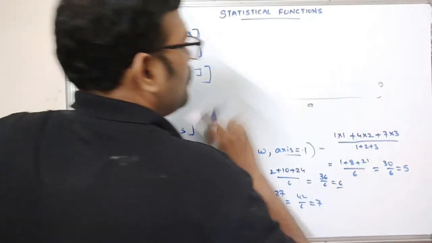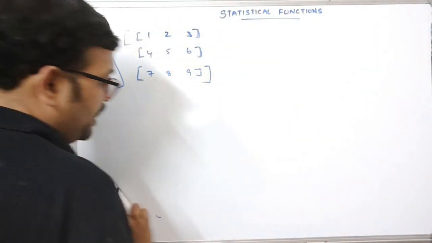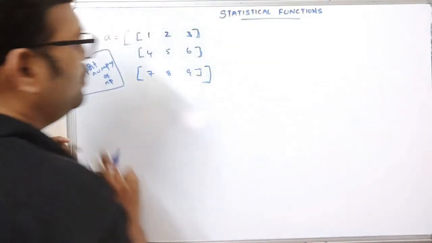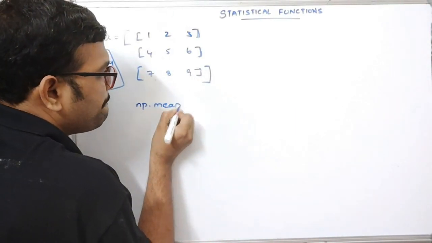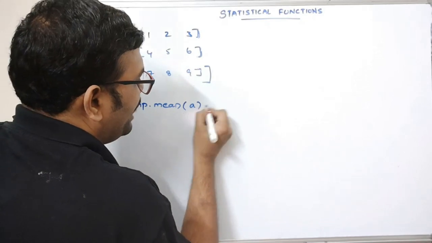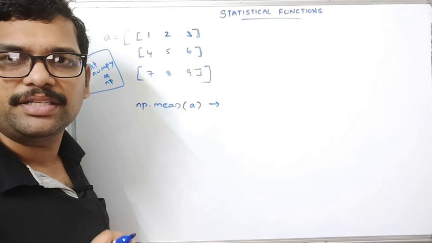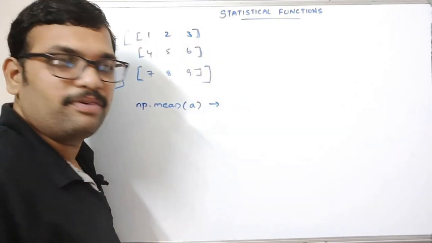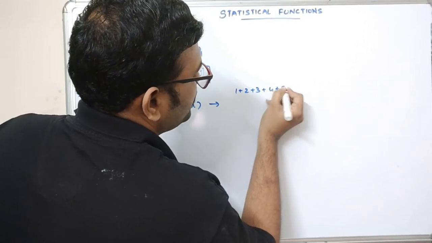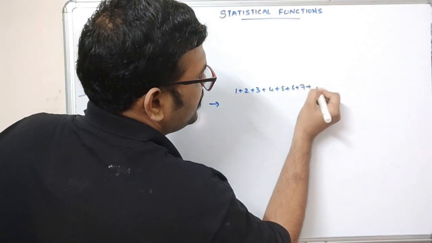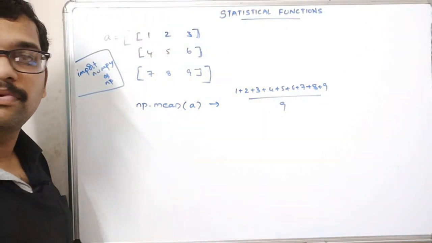Now we'll move on to the next one, that is mean and median. Mean and median, right? If you apply the same thing, np dot mean of A, we'll get the simple average. Mean is nothing but an average, right? So we'll get this normal average: 1 plus 2 plus 3 plus 4 plus 5 plus 6 plus 7 plus 8 plus 9 divided by 9. So this will be the result of mean.